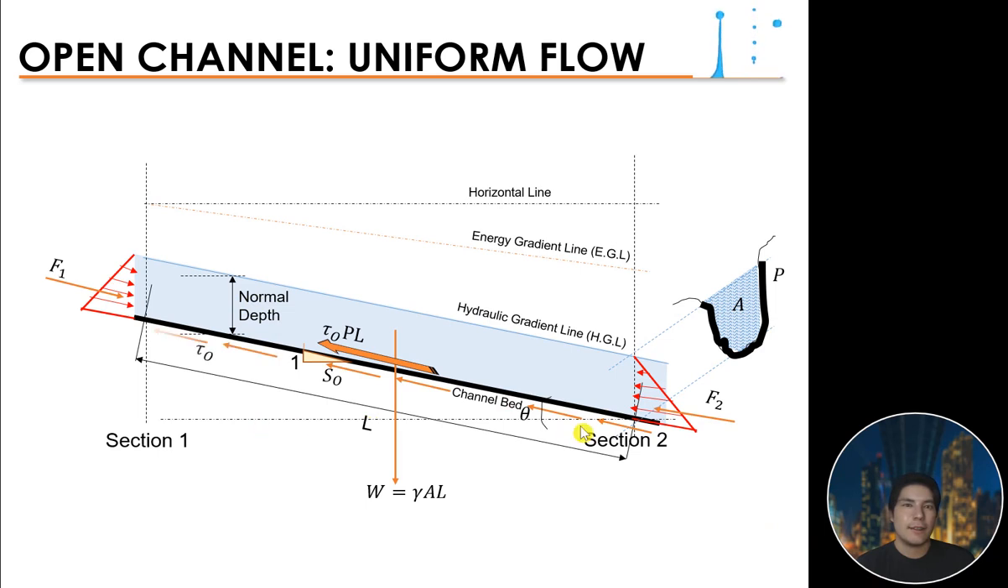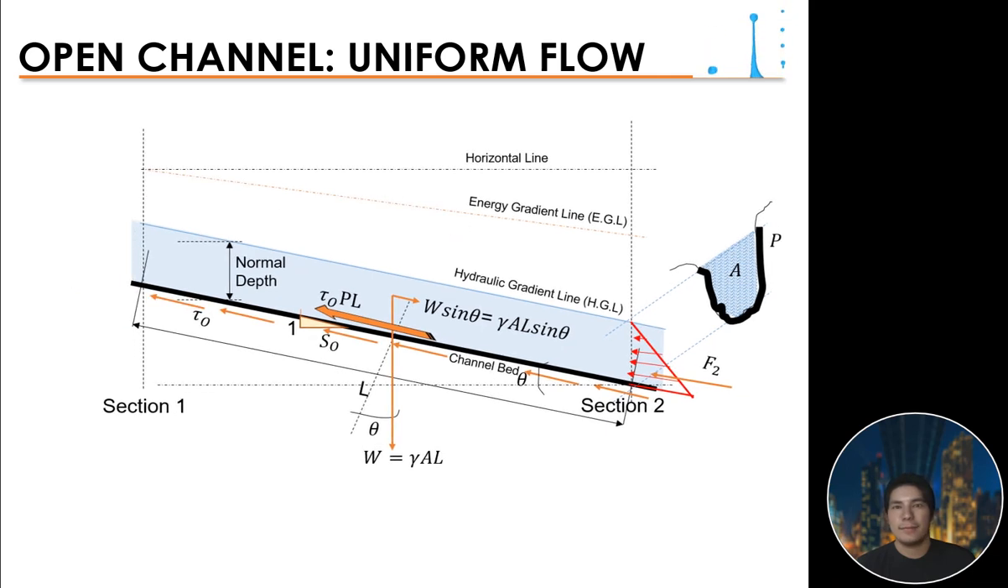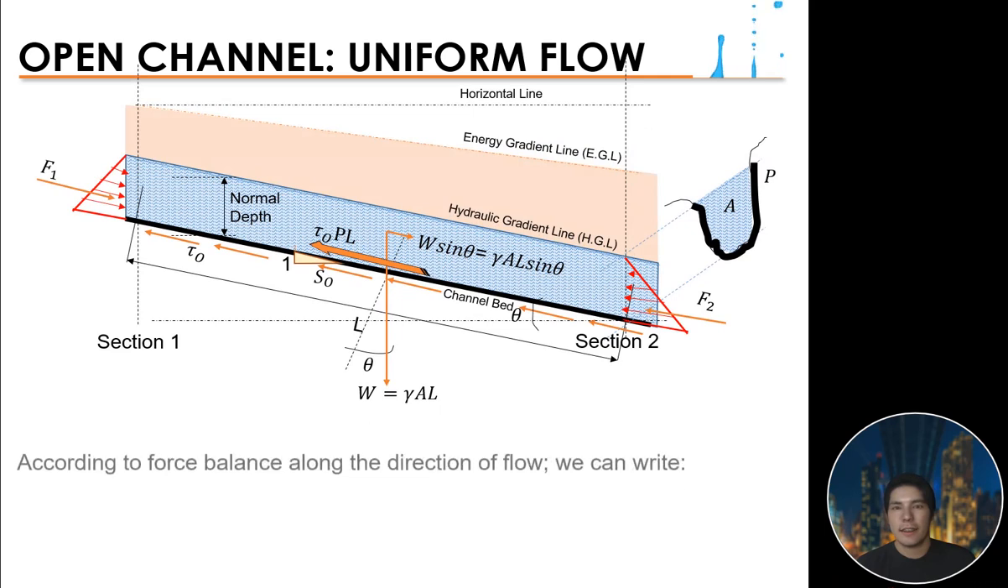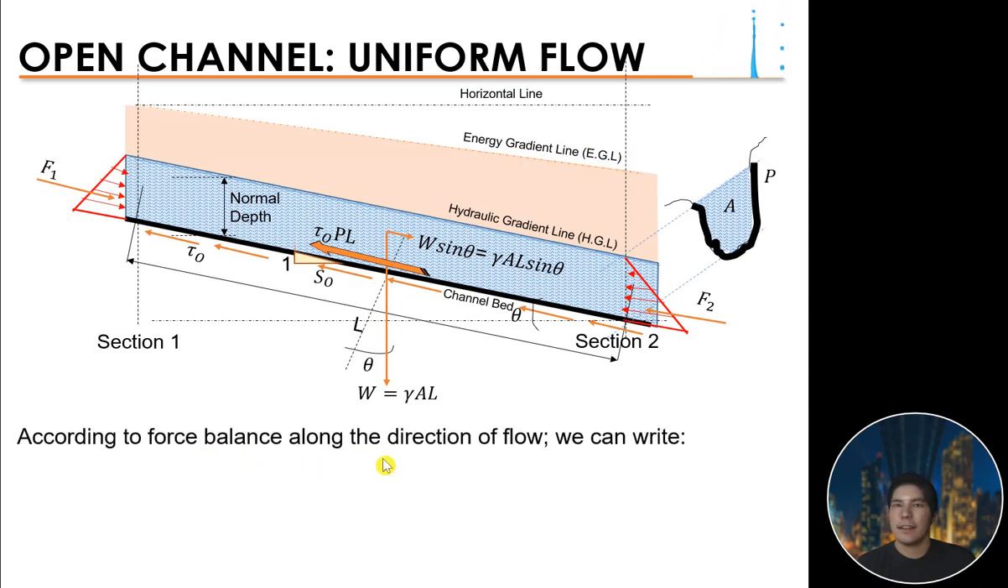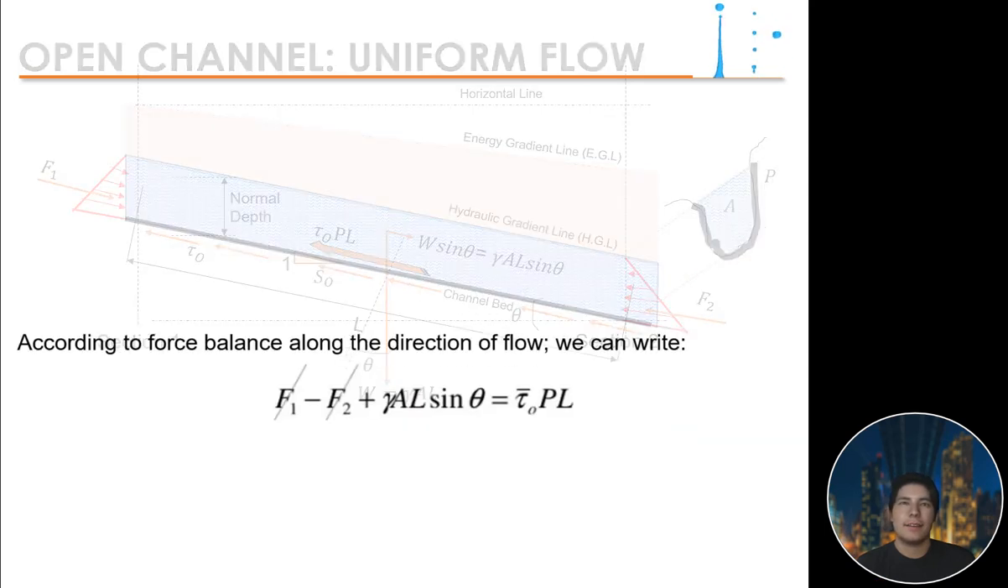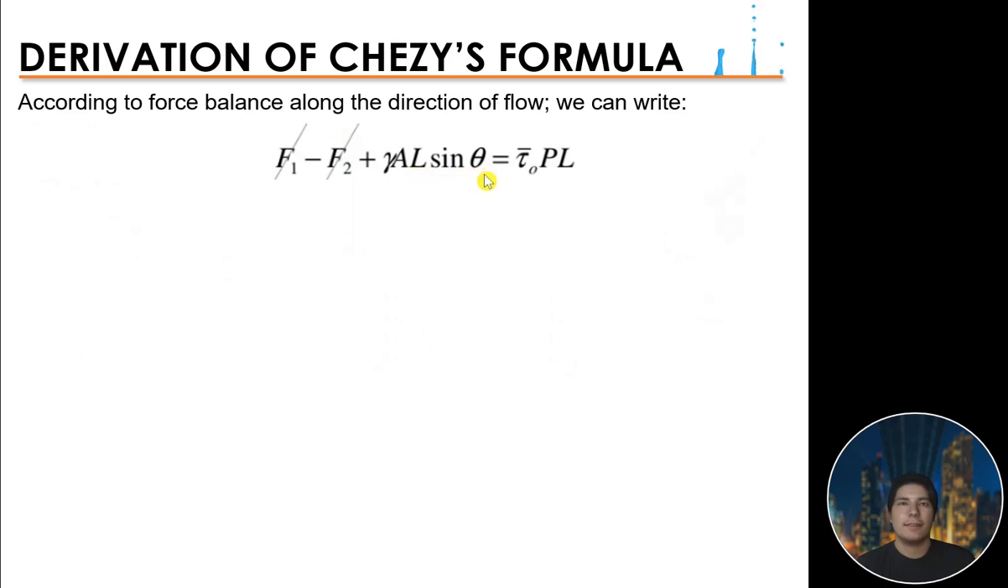So if we assume this is theta, so again, this is also theta, no? Thus, we have these forces here, W sine theta. Or we have this density multiplied by area times length sine theta. Okay, so according to force balance along the direction ng flow natin, we can write yung ganito, no? We have F1 minus F2 plus the W sine theta is equal nung shearing force natin. Cancel out yung F1 tsaka F2, na? Kasi same lang yan sila eh. So, bali yung matitira is ito na lang, no?